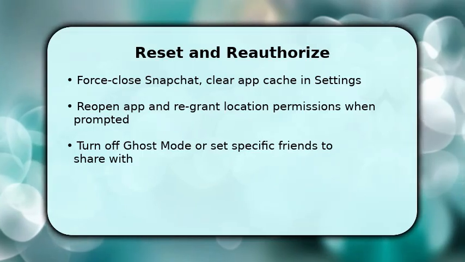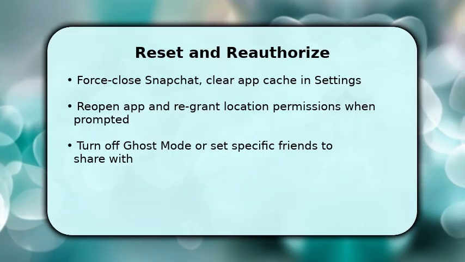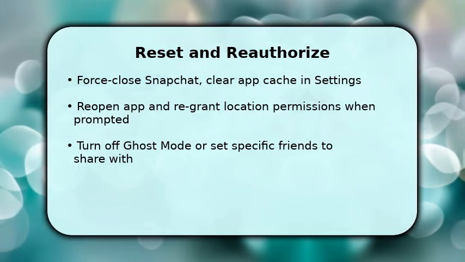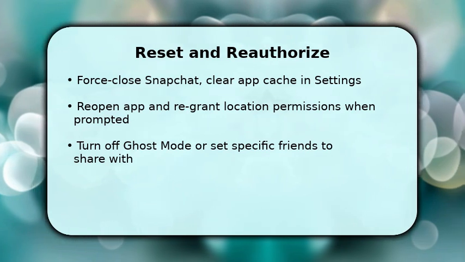Then go back to Snap Map and turn off ghost mode if you want to share. Alternatively, pick Select Friends to share with. Reauthorizing resets the app's permission handshake with the OS, which often corrects frozen or incorrect live location behavior.